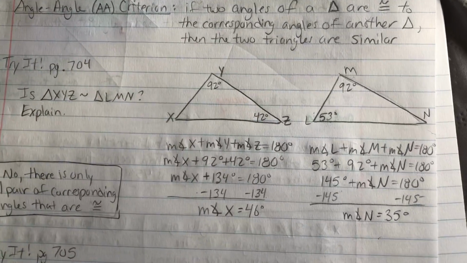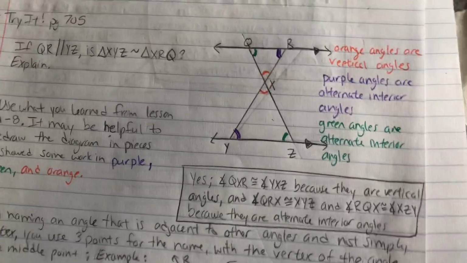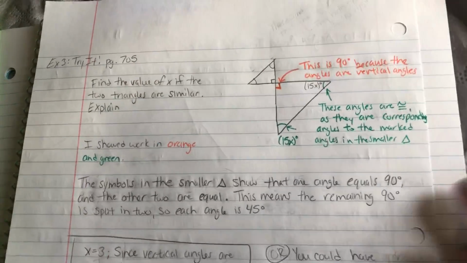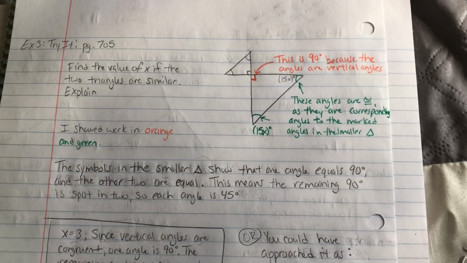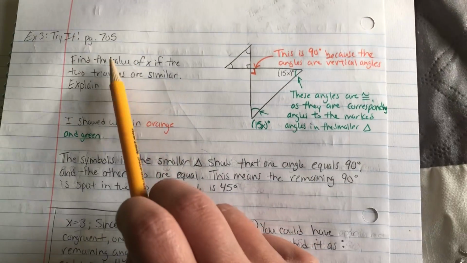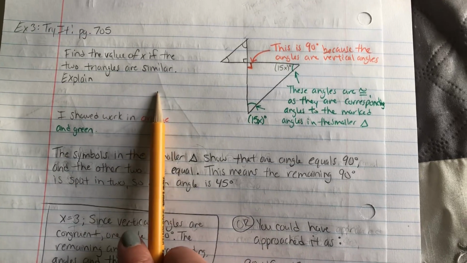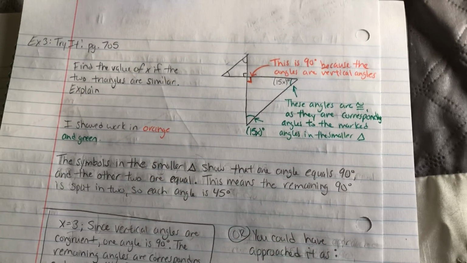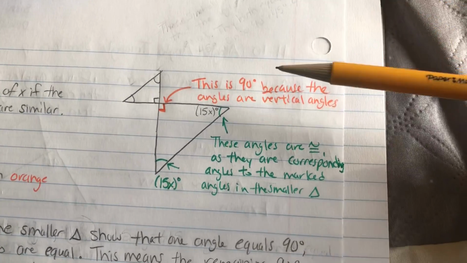Okay, so those are two ways that you can prove similarity. The first example, if they give you angle measures. The second example, using angle relationships. Okay, example 3, we have a couple different approaches that we can take here. This is from the try it on page, the bottom of page 705. We want to find the value of x if the two triangles are similar and explain how we found those values.